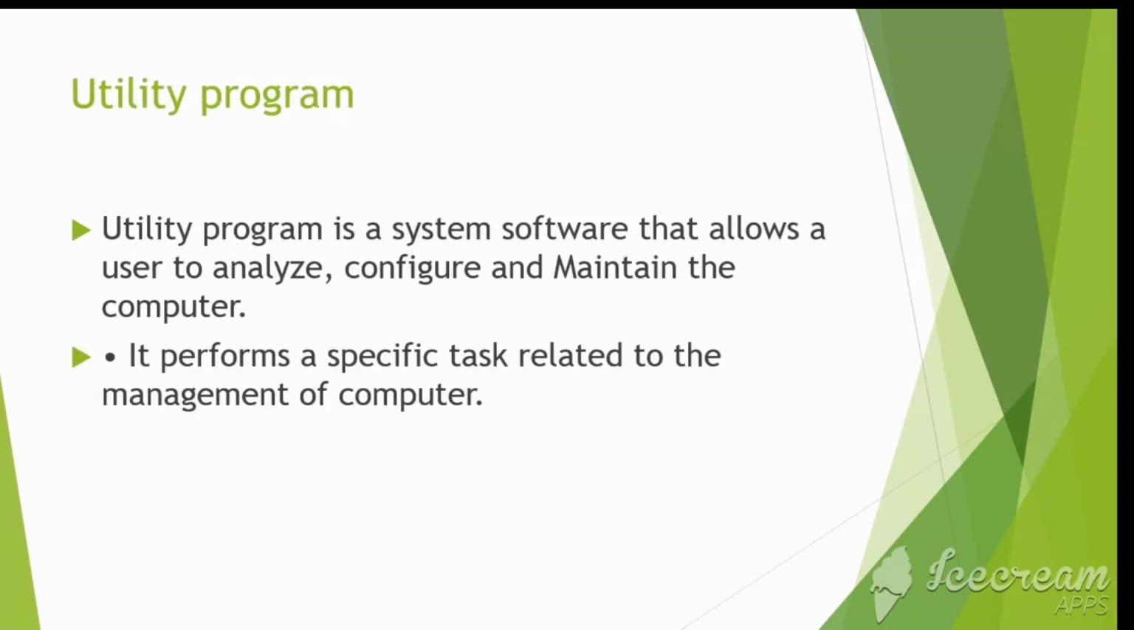Then we have utility programs. A utility program is a system software that allows the user to analyze, configure, and maintain the computer. It performs a specific task related to the management of the computer. You might have computer services. Those are utility software that help you know exactly how the computer runs, how it is working, which applications are running on it, and whatnot. You also have settings on the computer. Those are utility programs that run on the computer.